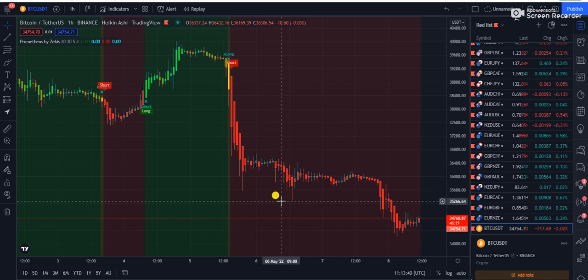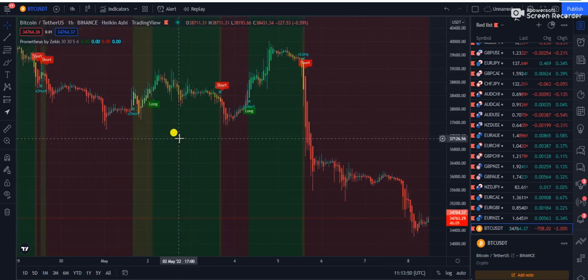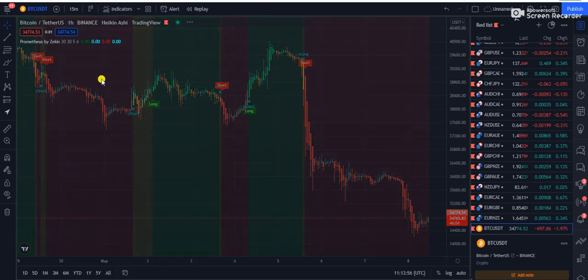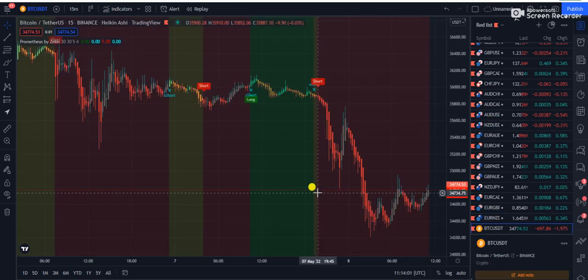Okay, guys, now the Bitcoin USDT 1 hour chart is in front of you. You can see it has provided you with the short signal, the market is down. Long signal, the market was up, right? Short down, long up. So this is a very good indicator, especially for beginners, because it is definitely going to help you.